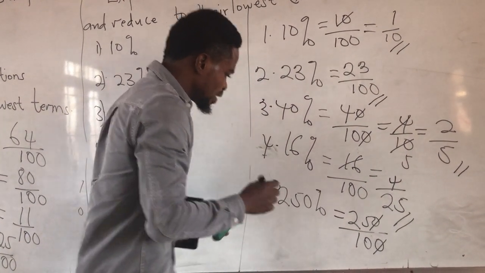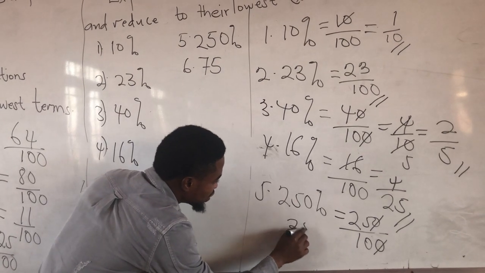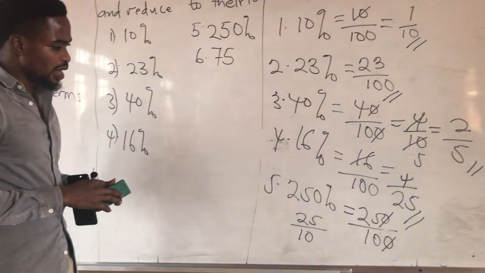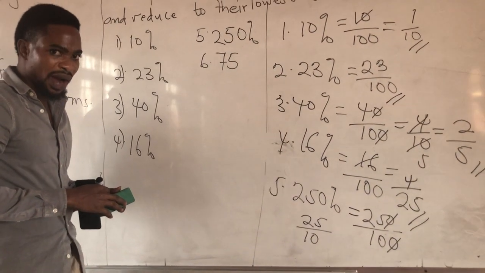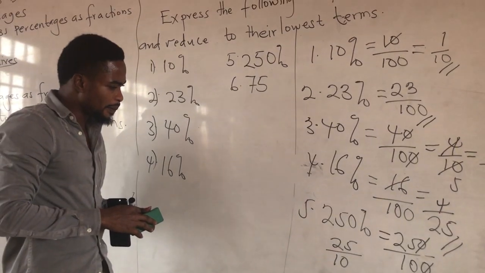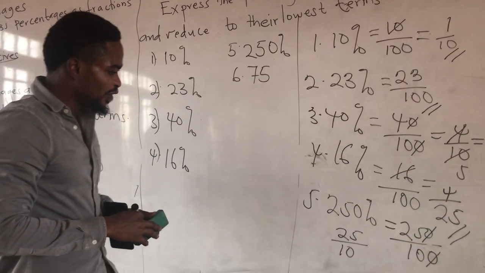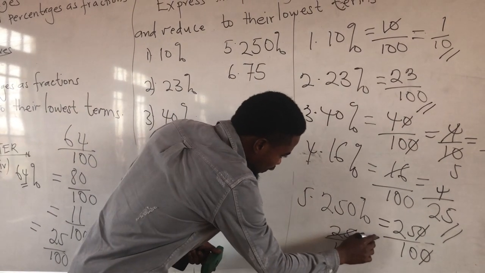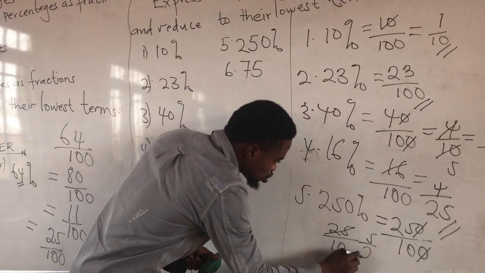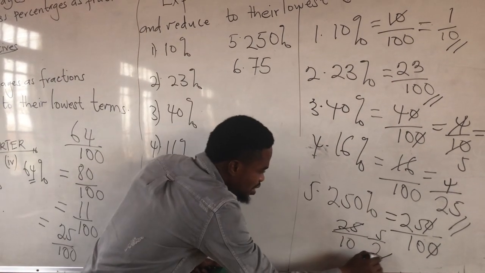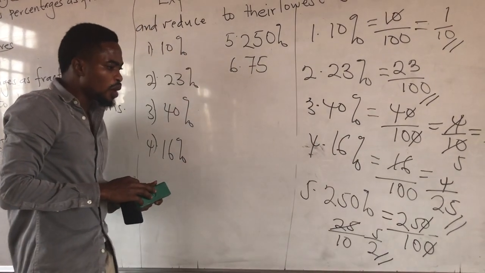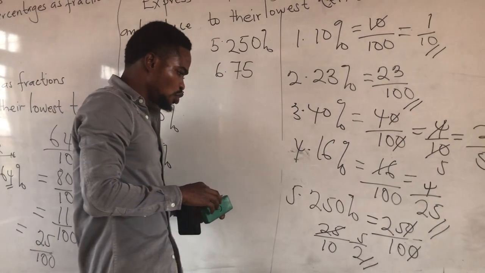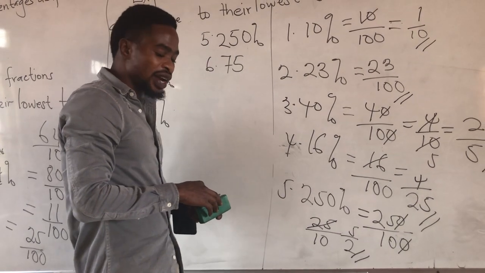Now, the numbers that are left are 25 and 10, or 25 divided by 10. I look for a number that can go into 25 and at the same time into 10, which is 5. 5 goes into 25 five times and 5 goes into 10 two times. So my final answer is 5 out of 2, or 5 divided by 2.